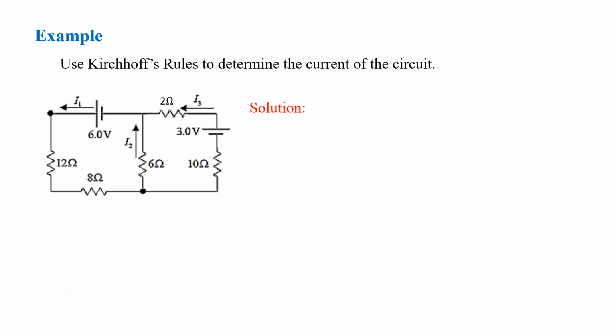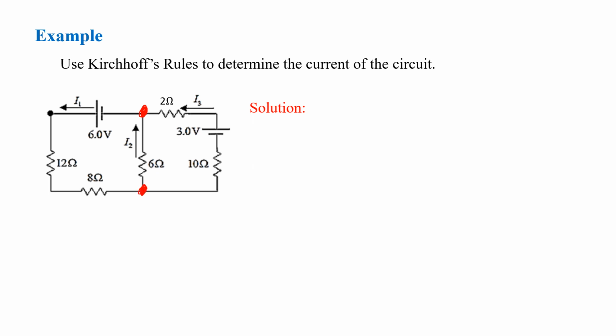So let's have another example. We are given this network here, and we're asked to use Kirchhoff's rule to determine the currents of the circuit. You have currents I1, I2, and I3, which are our target. So the first thing that we need to do is to find a junction. We can use this junction here, or we can also use this junction here.